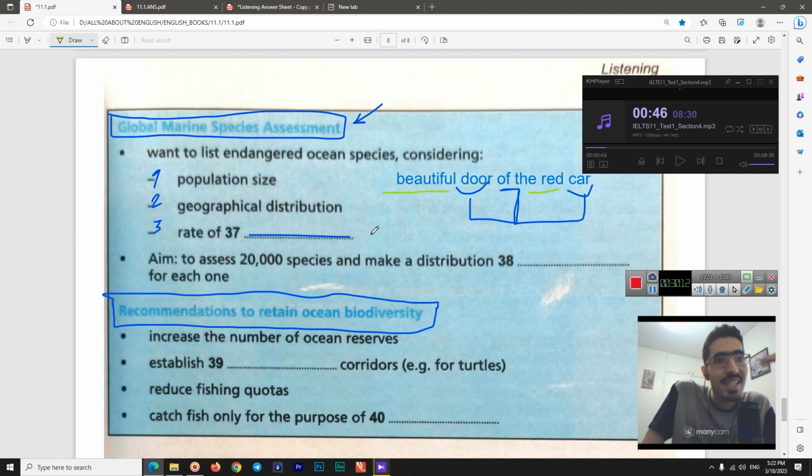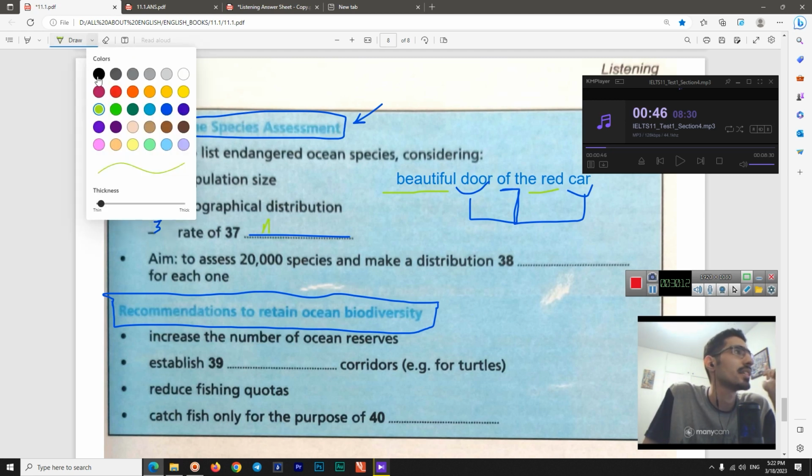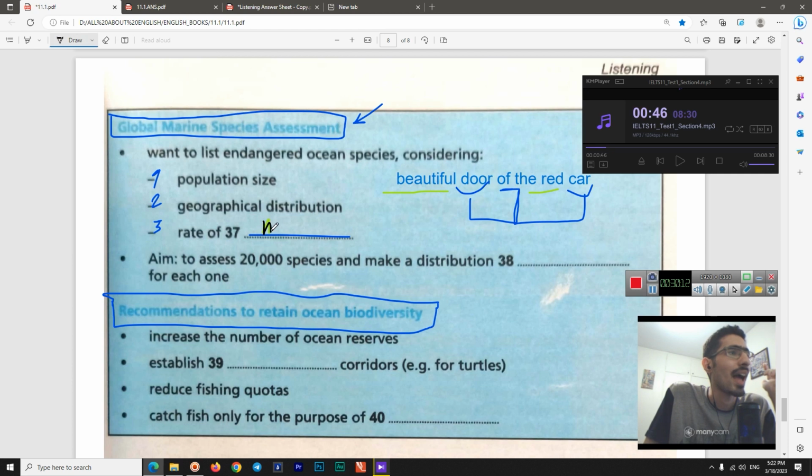But here it's not possible because it says you should use only one word to fill in the blanks. So here it has to be a noun. Whatever it is, it has to be one noun and one word. You should find that noun. Noun, I mean book, laptop. Good, bad are adjectives. They are not nouns.